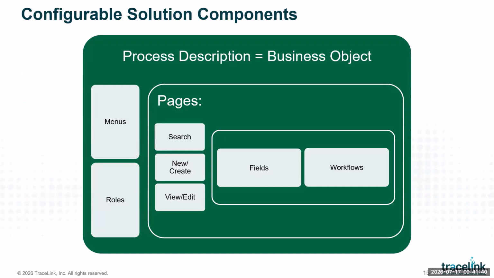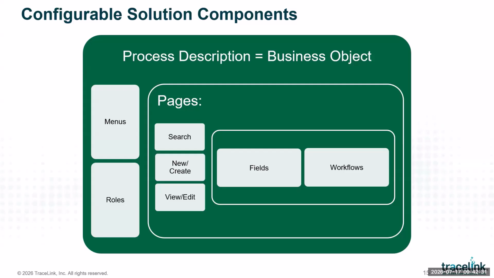We now translate process design into a tangible business object inside OPUS. When we define a process, we implement it as a structured business object with clearly configured components. Every business object includes key elements that shape the user experience and control execution. We begin with menus. Menus determine how users access the business object within the application. They provide structured navigation and ensure that the right users reach the right functionality quickly and intuitively.